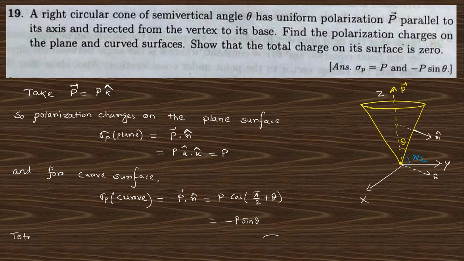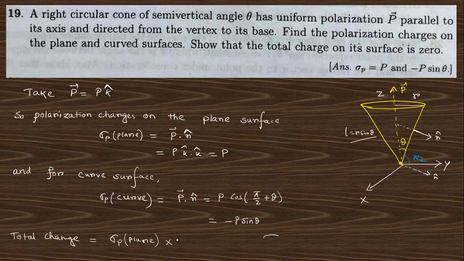Now if you want to find the total charge, total charge means charge density into area. So for the plane, into area, if you take this radius as r and this slant length as l, then r is l sine theta, right? If this is l and this is perpendicular, then r is l sine theta.